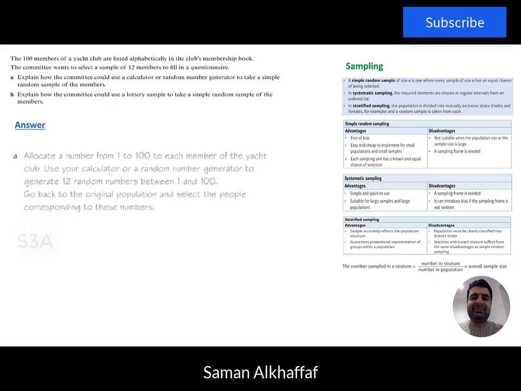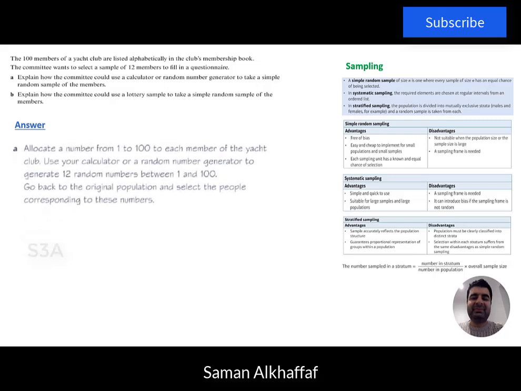Now, in this scenario, allocate a number from 1 to 100 to each member of the art club. Use a calculator or random number generator to generate 12 random numbers, as we're interested in 12 numbers between 1 and 100, and then go back to the original population and select the people corresponding to these numbers. So that would be the approach to be suggested to the committee.